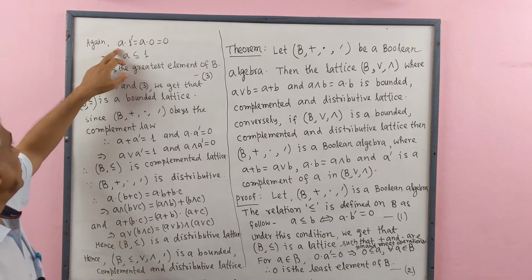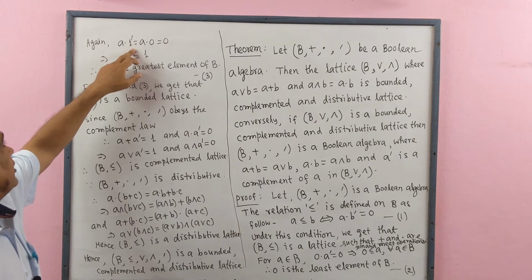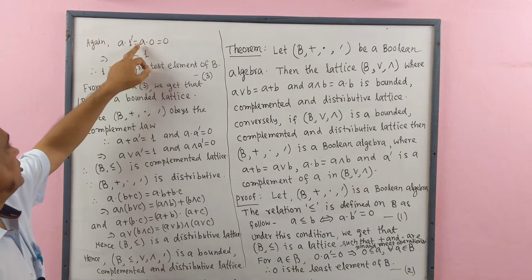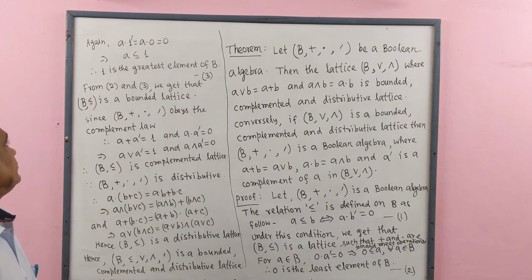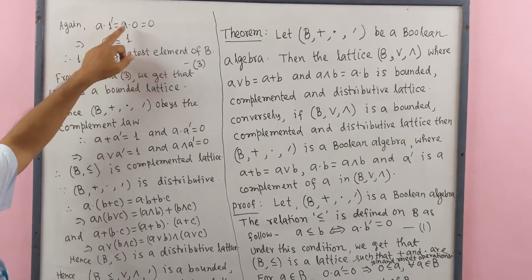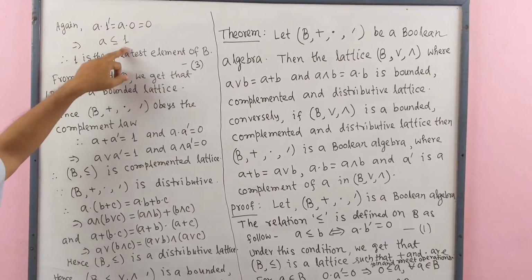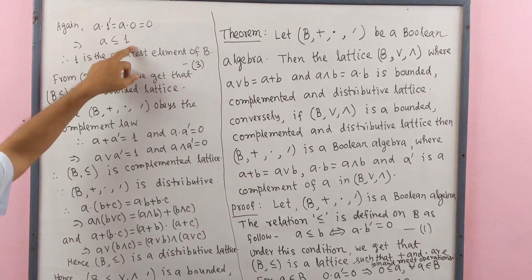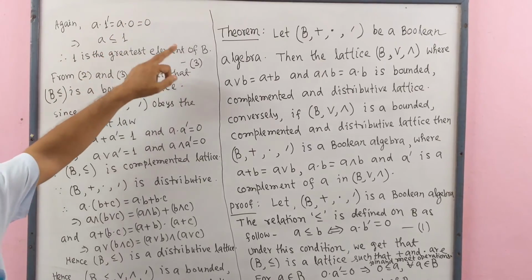Again, A dot complement of 1 equal to 0. So this equal to A dot 0. A dot 0 equal to 0. A dot complement of 1 equal to 0 means A is related to 1. That means 1 is the greatest element of B.